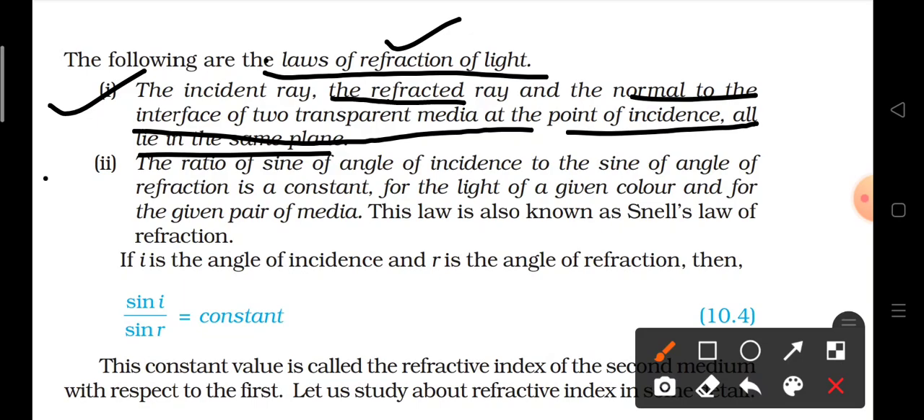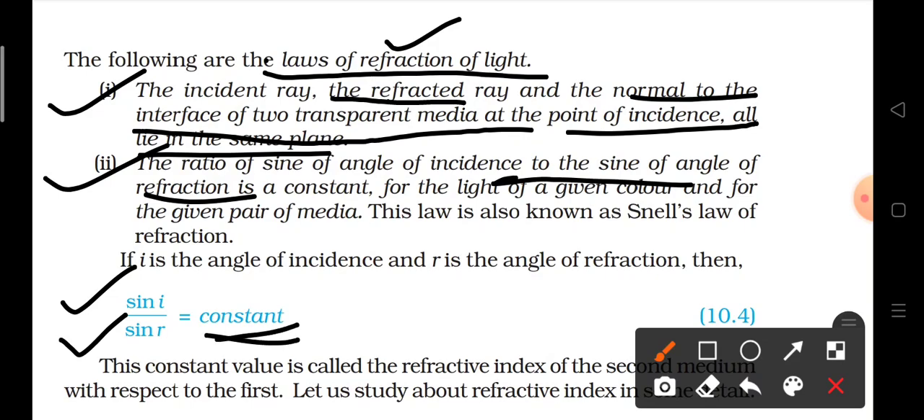The ratio of the sine of the angle of incidence to the sine of the angle of refraction is constant, and that constant is known as refractive index, and this law is known as Snell's law.